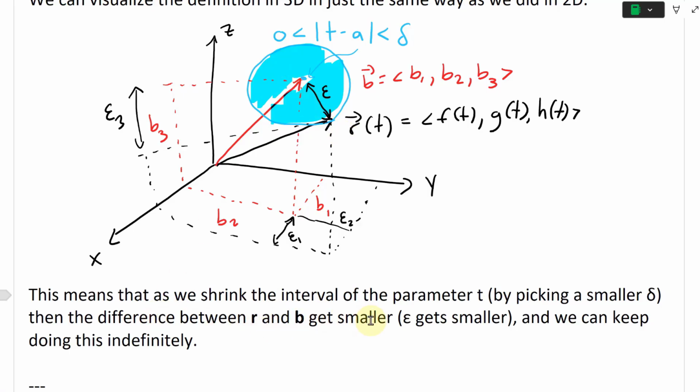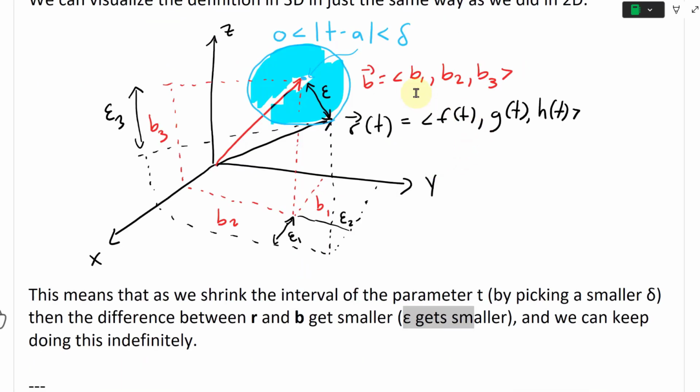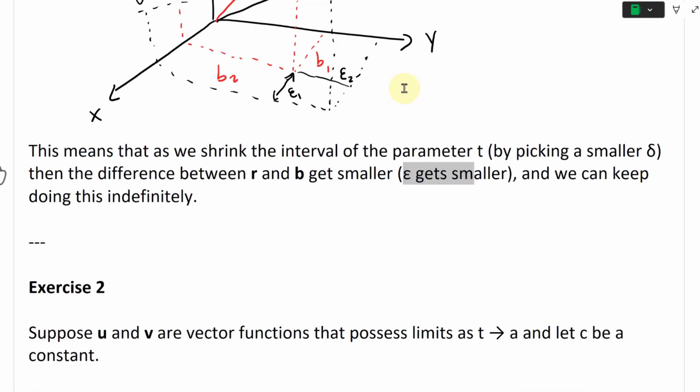Then the difference between r and b gets smaller. In other words, epsilon gets smaller, and we can keep doing this indefinitely. In other words, the limit exists, and it becomes this vector. So all these approach these numbers right there. All right, epic stuff.